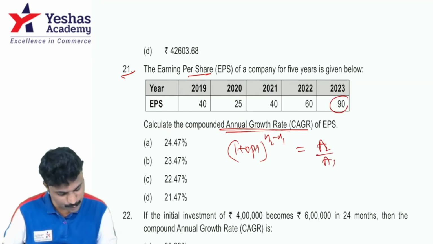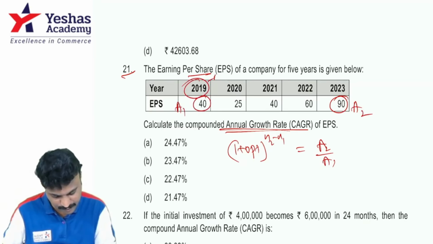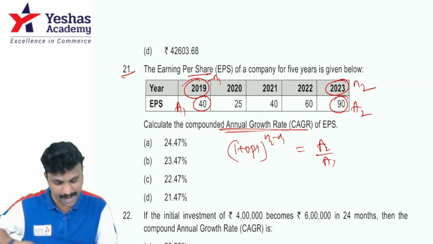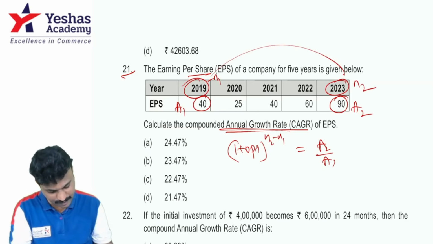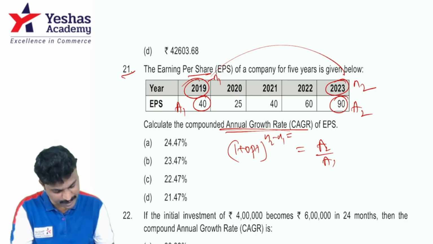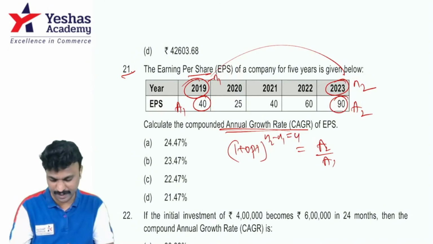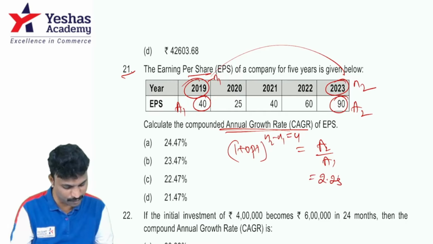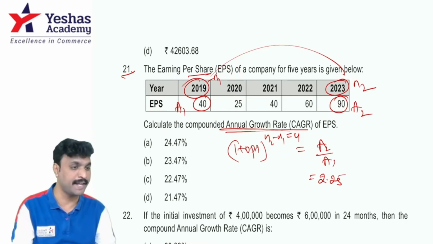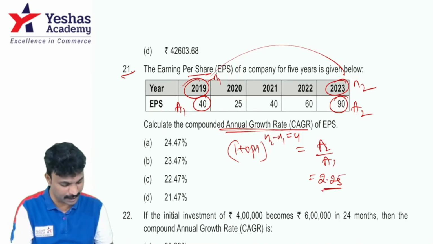Guys, what is my a2? The last value is a2, the first value is a1. What is my n1? The first year is n1, the last year is n2. Guys, n2 minus n1 is how much? 2023 minus 19 is 4. Now A2 by A1, 90 divided by 40, that fetches me how much? 2.25. Now 1 plus option raise the power to 4, that should fetch us 2.25.